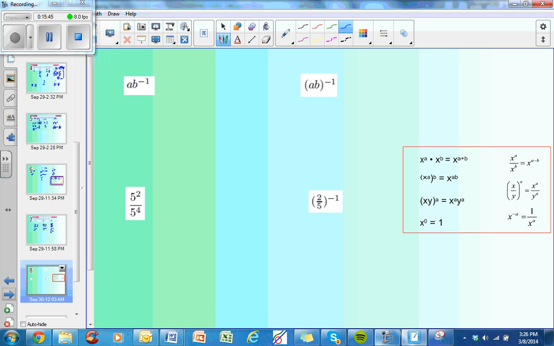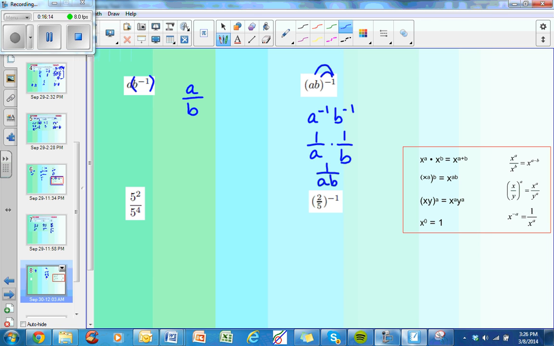So, just very quickly, this one is only b to the power of negative 1, so it's a divided by b. In this case, both of these are to the power of negative 1. Oh, and I should mention these 4 are not on your handout. My apologies. Here we get a to the negative 1 times b to the negative 1, which is 1 over a times 1 over b, which is 1 over ab.